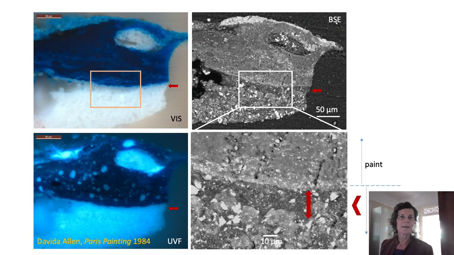This cross-section, taken from an affected area of the painting, shows the delamination occurring in the upper part of the ground. The backscatter electron image detail at lower right reveals that the affected zone has lower atomic contrast and fewer defined pigment particles than the rest of the ground layer, consistent with localized loss of zinc oxide pigment at the expense of zinc soap formation.